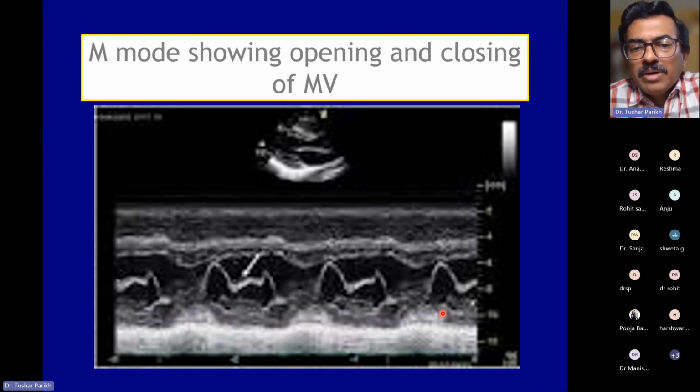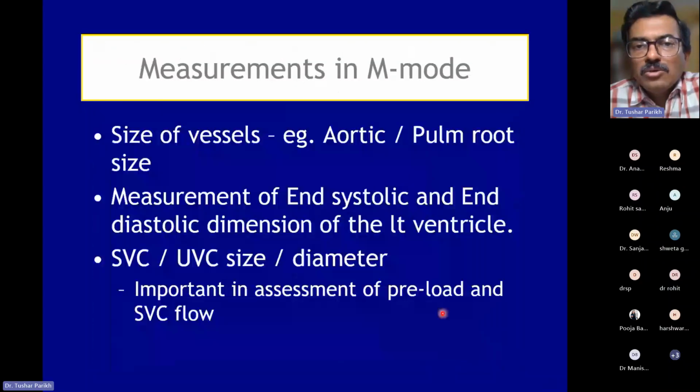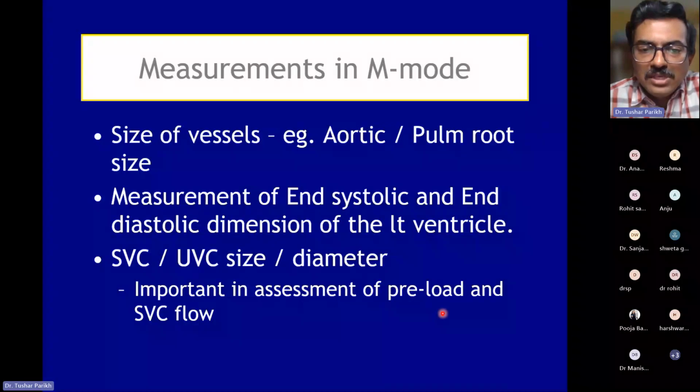Now this is very important for certain parameters that we assess later on. But just remember that M mode echo can be used for size of the vessels, and measurement of the end systolic and end diastolic dimensions of the left ventricle. It is basically used to do the measurements and assess the movement, both things. Measurements include vessel size, aortic root or pulmonary root size, ventricular chamber size at the end of systole, end of diastole, and SVC, IVC size, their diameter. Therefore it is basically used for measurement.